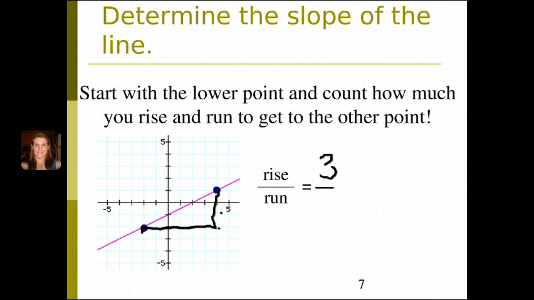We will put a line to show over, and then we do our run. From the same spot, we're going to count over to the next dot. We go over 1, 2, 3, 4, 5, 6. So our run is 6. So our slope for this line would be 3 over 6, or we could reduce that to 1/2.